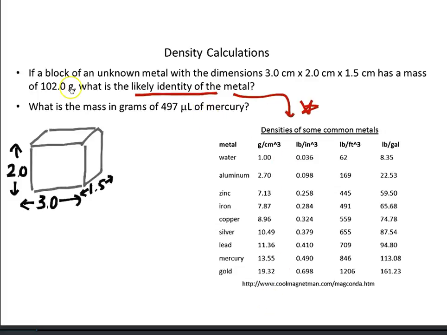The numerator is going to be mass, so that's this 102.0 grams, and the denominator is going to be cubic centimeters. If you ever forget the formula for density, if you just use the units that are given, that tells you the formula. Mass is in the numerator, cubic centimeters is in the denominator. So that means we need to multiply length times width times height. So this is my block of metal. We're going to multiply those three numbers together to get the volume.